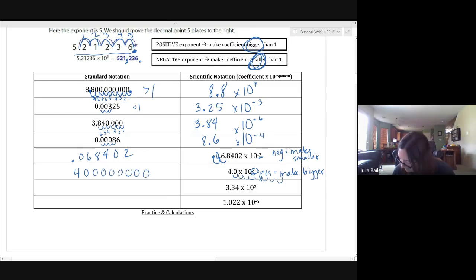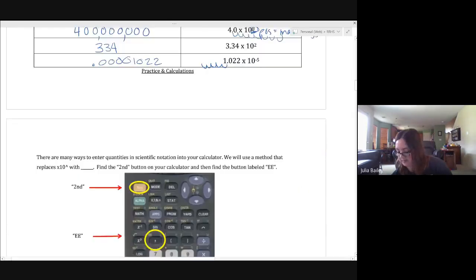Did I count that right? Yeah, okay. And that becomes 400 million. Similar thing happens for the bottom two. You want to check yourself. There you go. Moving on to the next page.